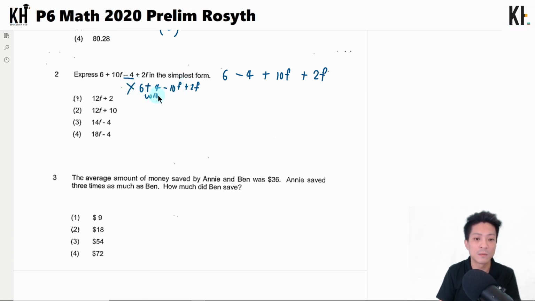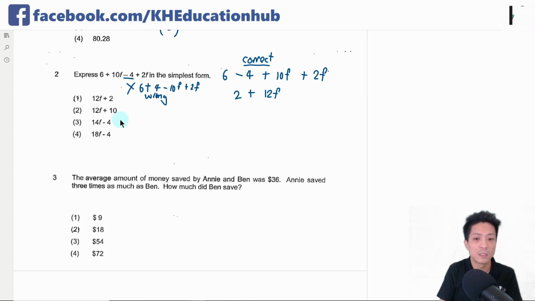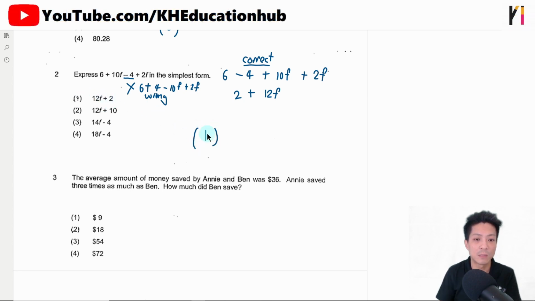Okay, so this is the correct one. So this will give you 6 minus 4 is a 2, and then 10f plus 2f will give you a 12f. Okay, so it will be 2 plus a 12f or 12f plus 2. The answer will be number 1.